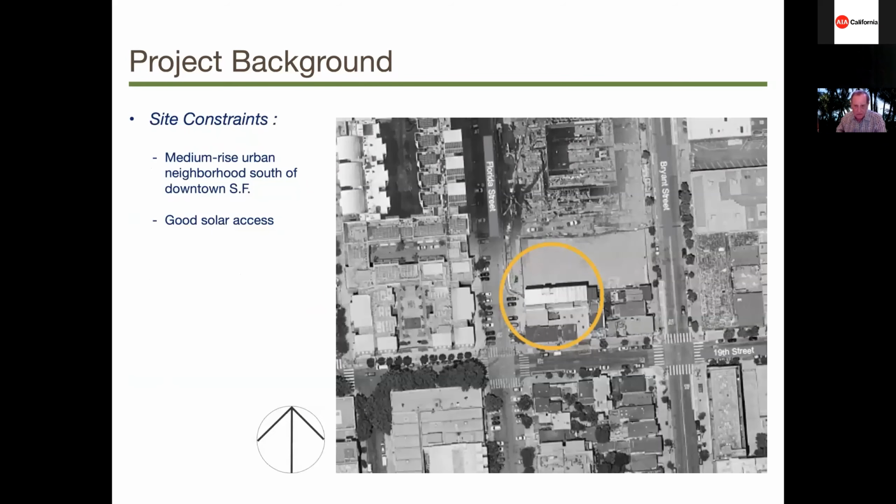And let's take a look at it. So it's South of Market in San Francisco. The buildings there are kind of medium rise. There are some tall ones down there, but this one was built in an area of medium rise, 6 to 10 stories. It has good solar access, and it is a very urban site.